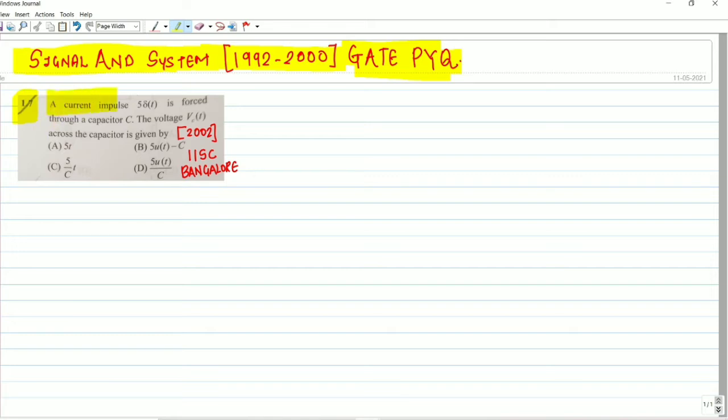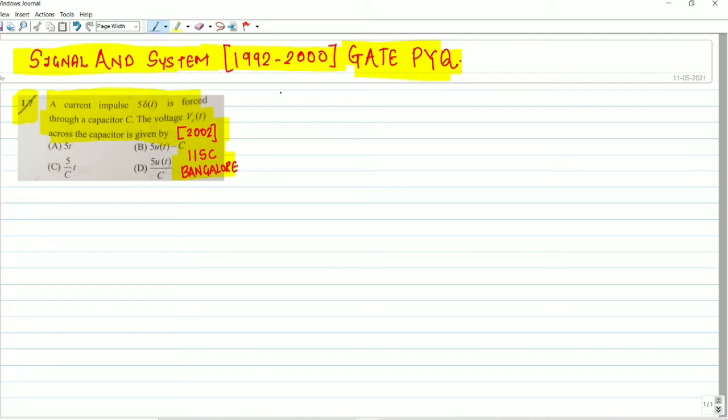A current impulse phi delta is forced through the capacitor. The voltage V(t) across the capacitor is given by... In this question, we have to find the voltage across the capacitor. We are given current as a function of phi delta and capacitance value C. This question came in 2002, asked by IISc Bangalore. Let's get started.